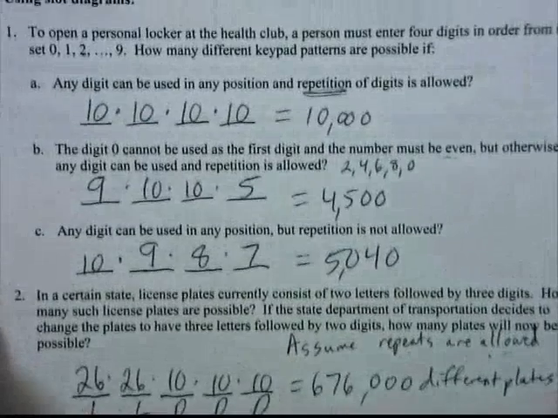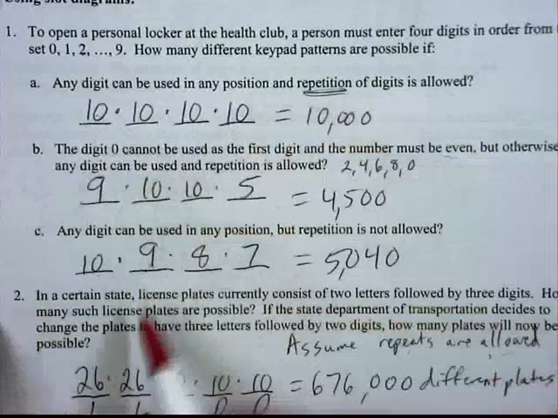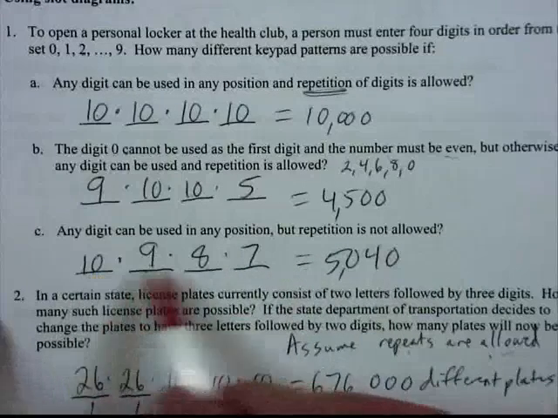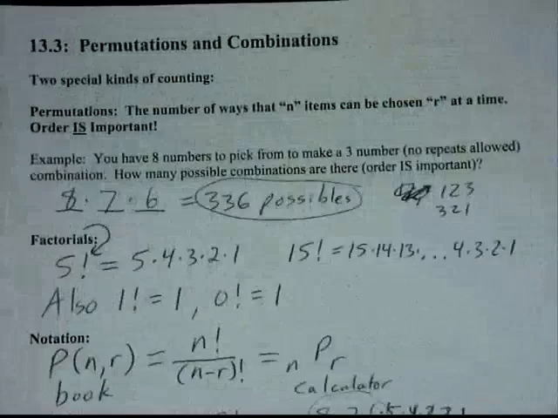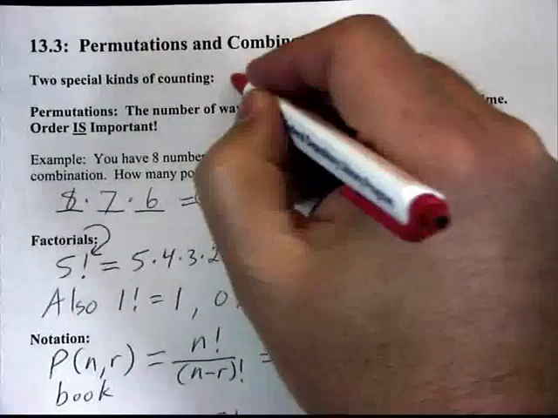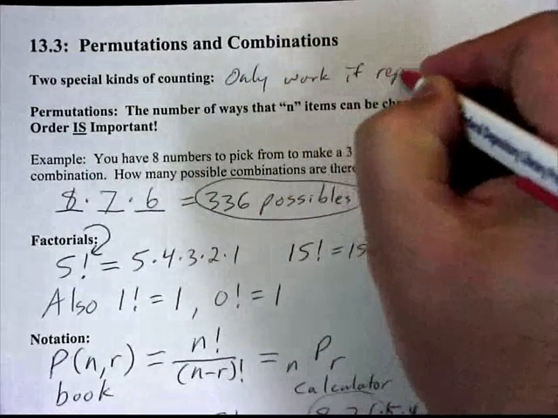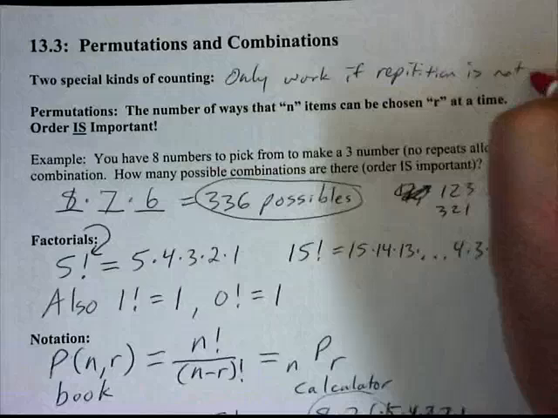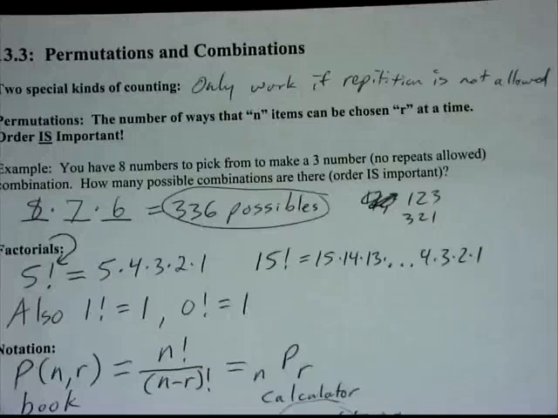Okay, same thing up above. You have repeats being allowed, so you can't use a permutation or combination. But notice this one down here, where repetition is not allowed, that's the same as a permutation of 10, choose 4. Alrighty, so be careful on those. That's why I said at the very beginning of this that these are special kinds of counting. They only work if repetition is not allowed. Okay? So hope that helps.